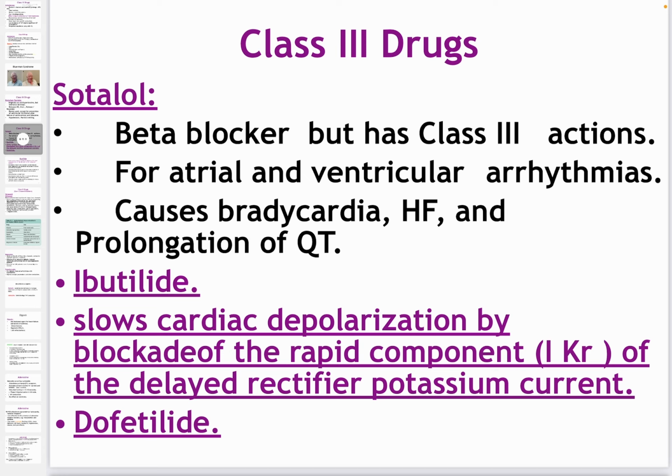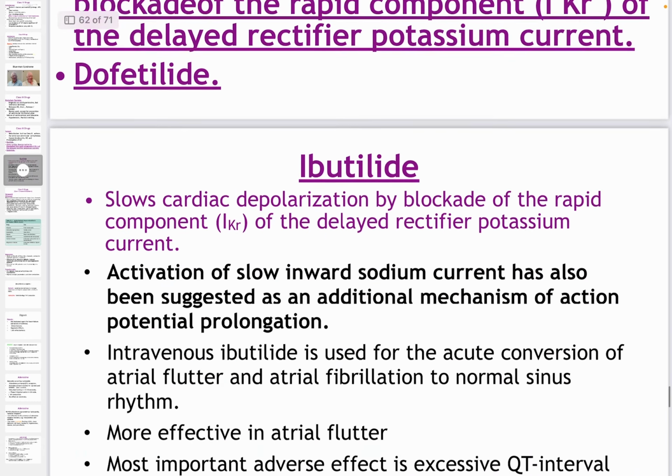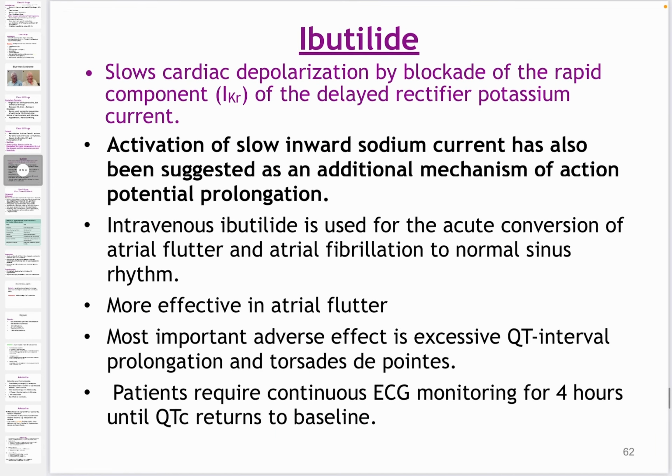Ibutilide, this is also a class 3 drug. It slows the cardiac depolarization by working mainly at the delayed rectifier potassium channel. Also, it's been shown that it can activate the slow inward sodium current. So this is another mechanism of how it can alter membrane potential and cause prolongation of the action potential duration. Now when do we use it?